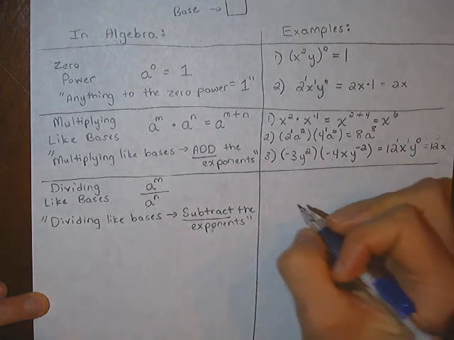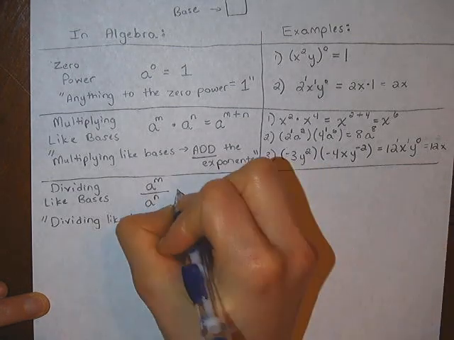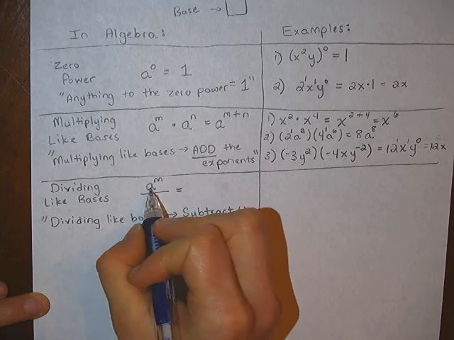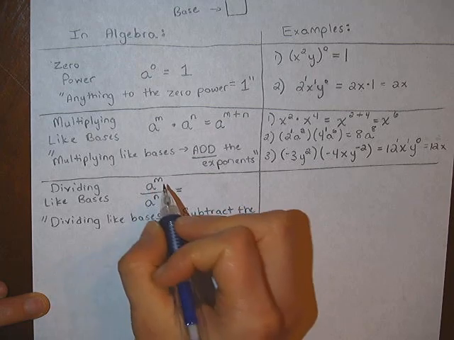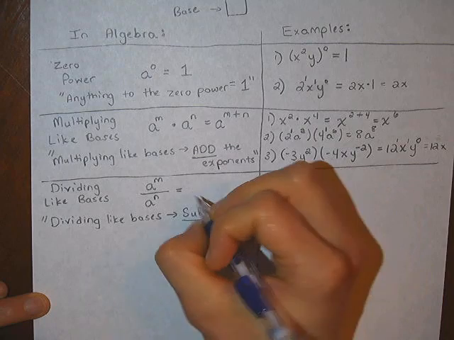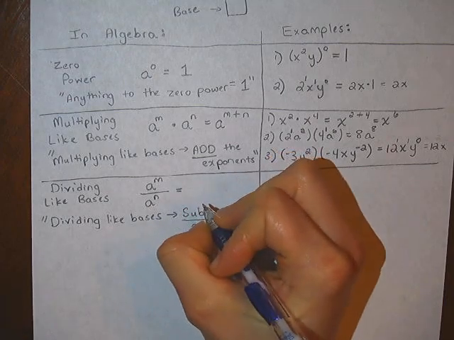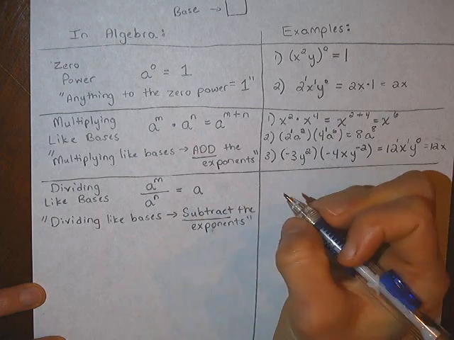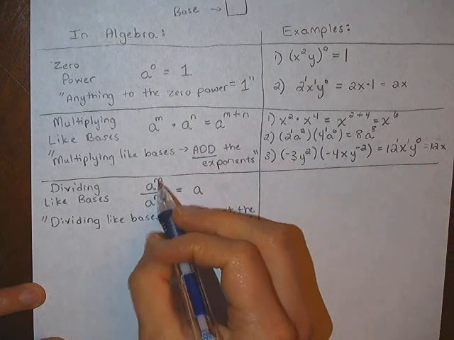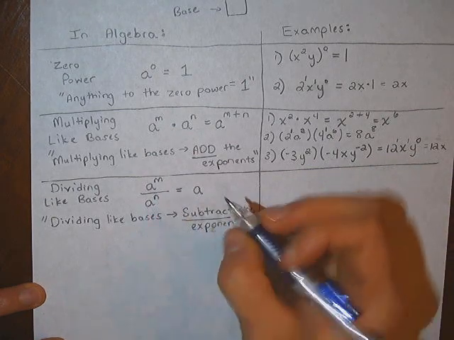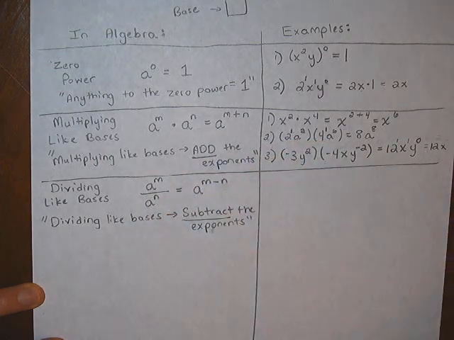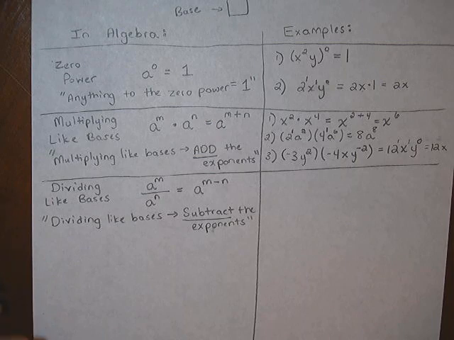Okay, so let's talk through some of those. Well, for this problem, we have like bases because they both have a base of A, and so we subtract. And you will find out when we do the examples, there is a little thing you have to remember when you're subtracting as to where to put your answer, but we'll talk about that when we get there. And so if I was to subtract these, we would take m minus n. And then we would have our answer.